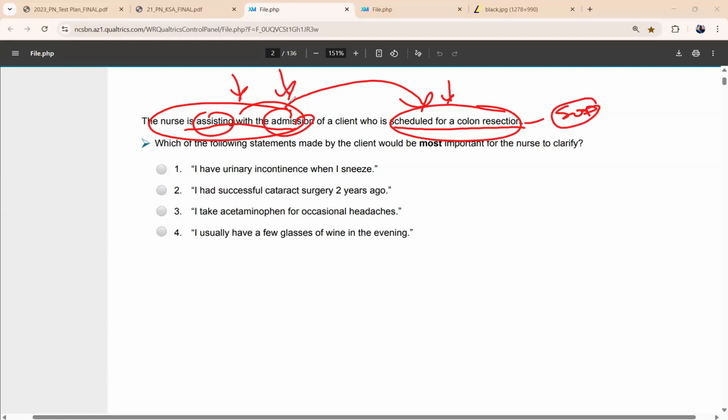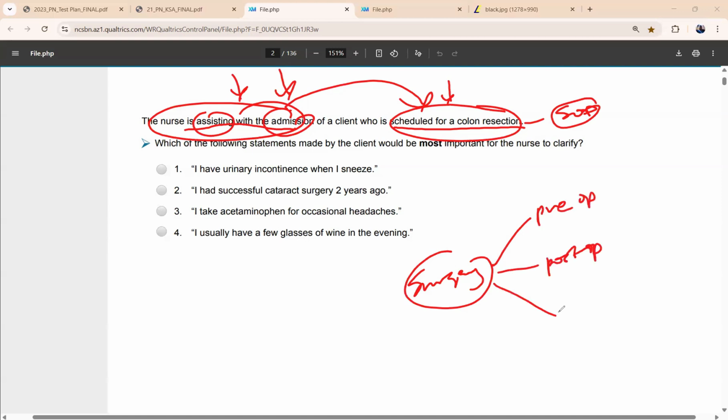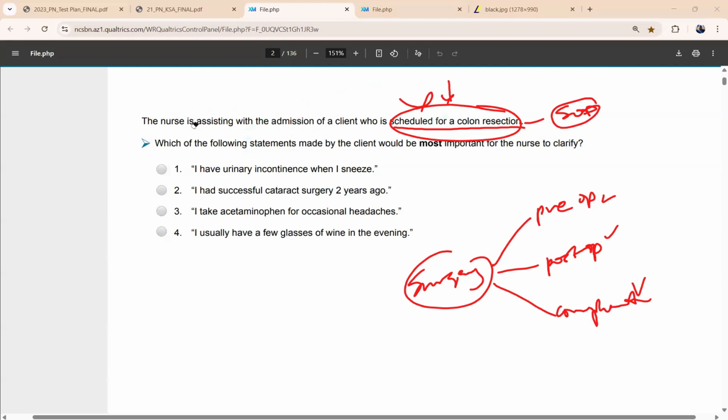Because I'm thinking about admission, because anytime you are thinking about surgery, the three things that should come to your mind should be pre-op care, post-op care, and monitoring for complication. That's the three things. But guess what? We cannot do these three things at a time. We need to do one after the other based on the situation we are currently in. Guess what? The situation we are currently in is during admission. So which one would you do during admission?